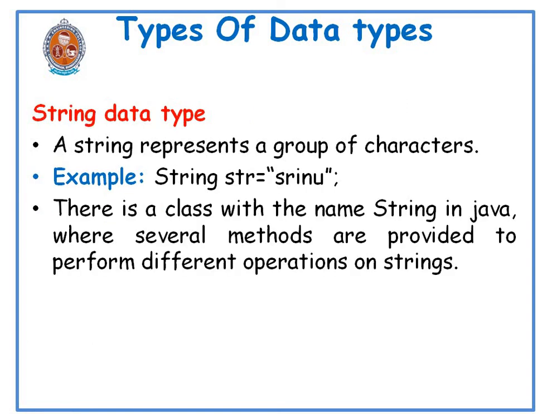We can't define more than one character for the variable ch at a time. Coming to the string data type, a string represents a group of characters. For example, String str equals "Srinu", where String is a class name or data type, str is the name of the string, and Srinu is the value of the string. In Java, String is a class where we can perform various operations on strings.